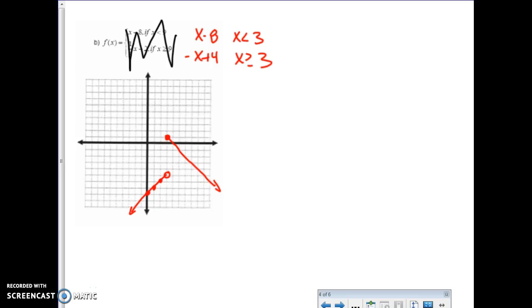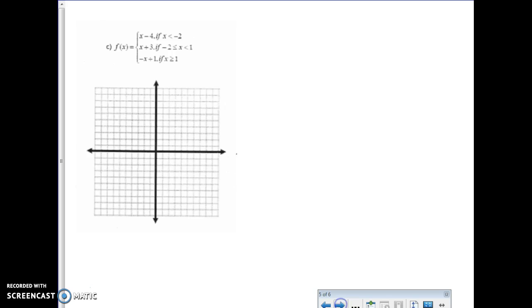All right, so for B, that's what you should have had, hopefully. We just graphed x minus 8, and then it existed for the x values that were smaller than 3, which were on this side. So everything to the left of x equals 3 existed, and then for negative x plus 4, everything to the right of 3 existed. So let's look at something a little bit more complicated, but it's the same thing.